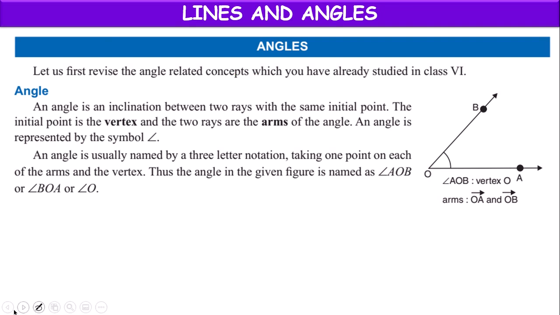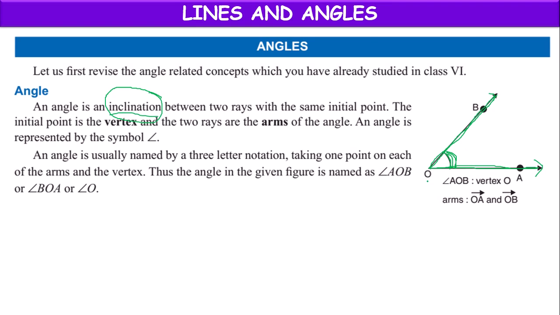So here, children, angle means it's an inclination between two rays. This is one ray and this is the second ray. The inclination between the two rays is called an angle. But the two rays should have one common point.